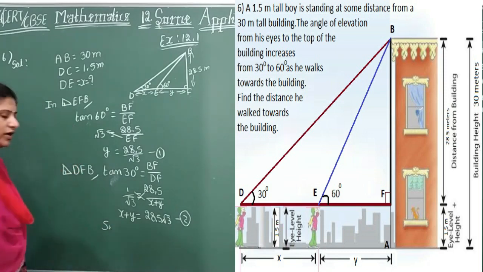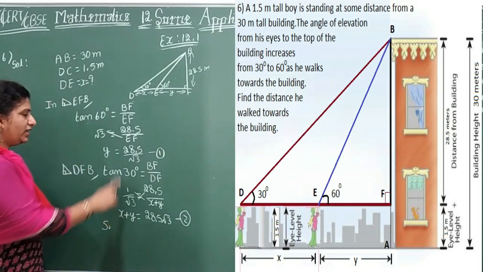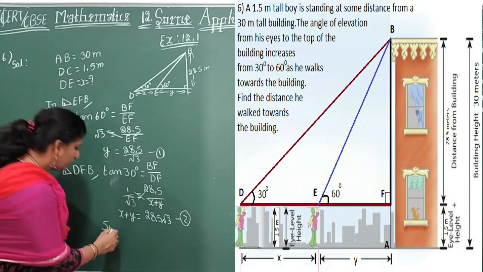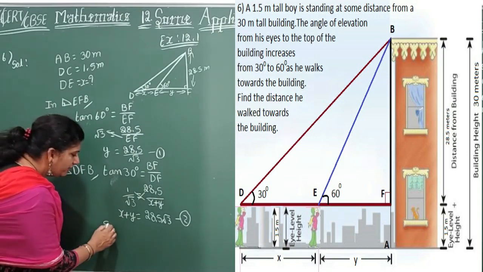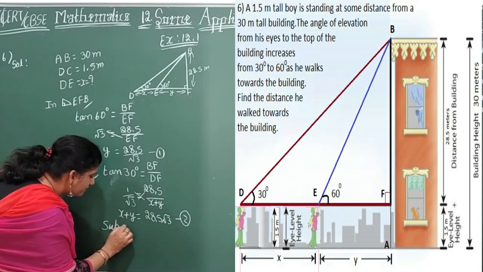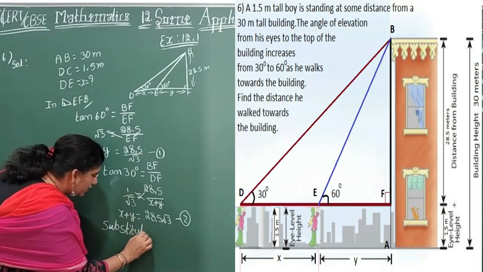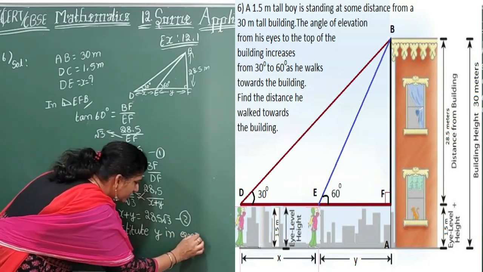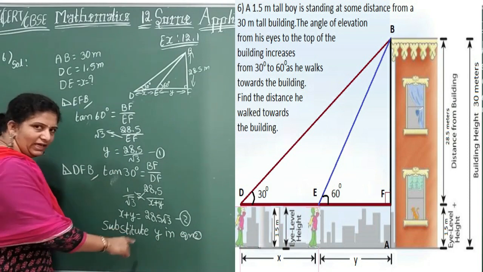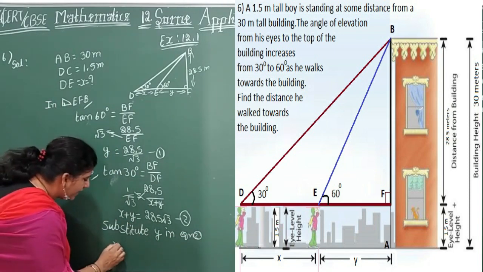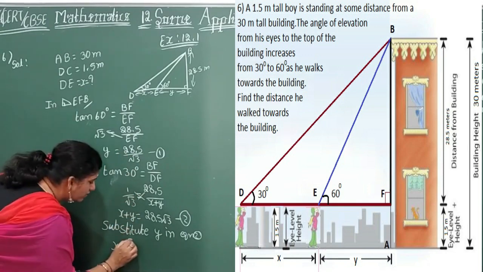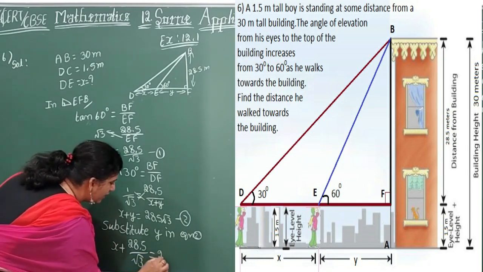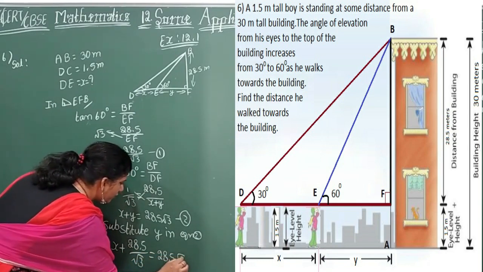Substitute. So what do you need to do here? Try to think here, children. This Y value, if you substitute here, you are going to get the X value. That we shall do now. So what's your X value here? Just write here: substitute Y in equation 2. So X plus, what's your Y value here? 28.5 by root 3 is equal to 28.5 root 3.